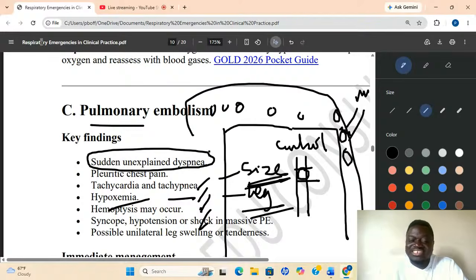Nobody has hit my chest. Nobody has stabbed me. Not all of a sudden, I can't breathe. Your patient, you are chatting, smiling with them. All of a sudden, they can't breathe. You went to give an IV line. This is where a lot of nurses, we get it wrong, okay?